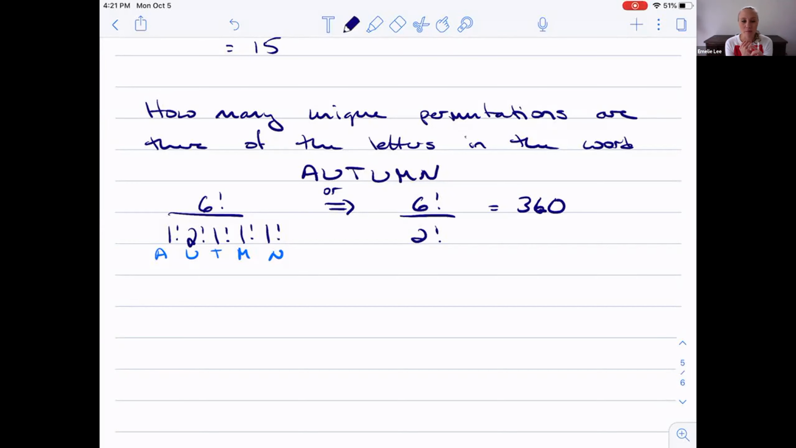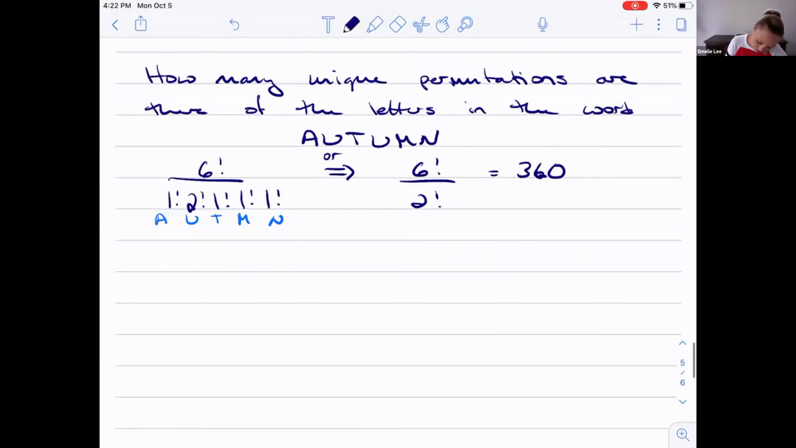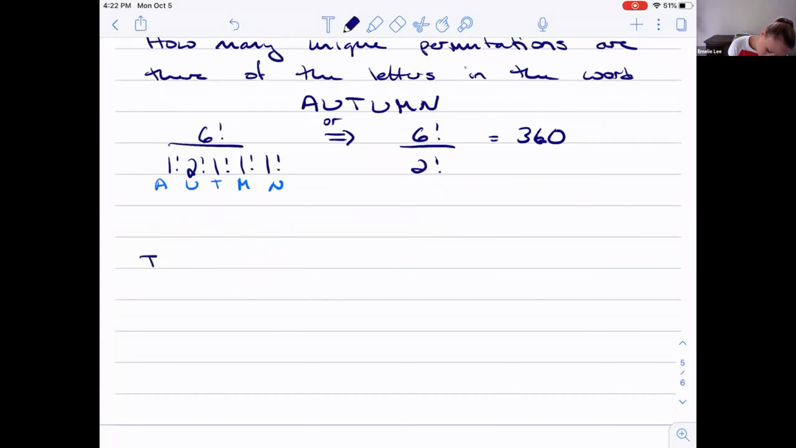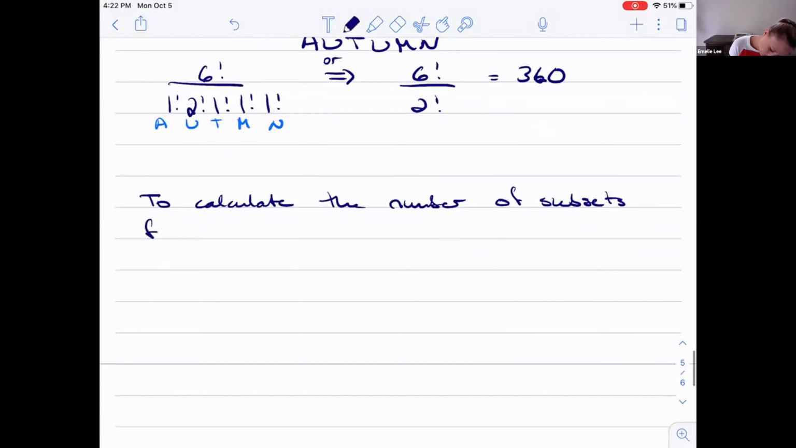But for the number of subsets, it's always going to be 2 to the power of n, where n is the number of elements in your set. To calculate the number of subsets, and this was 2 to the power of n, I think that might be from our first day, or maybe potentially second day, but definitely way early on.